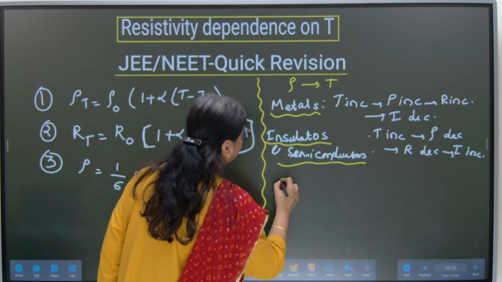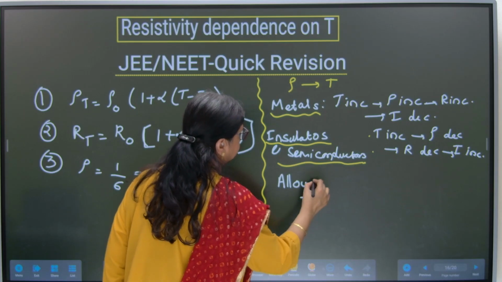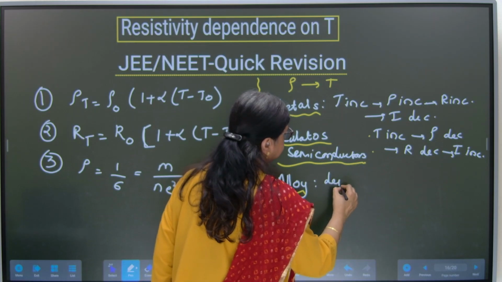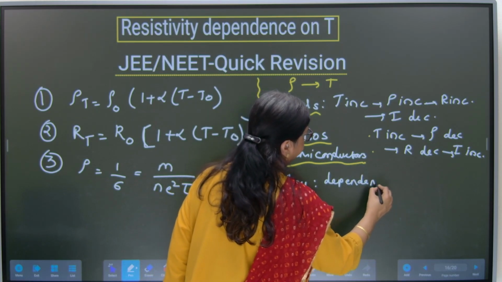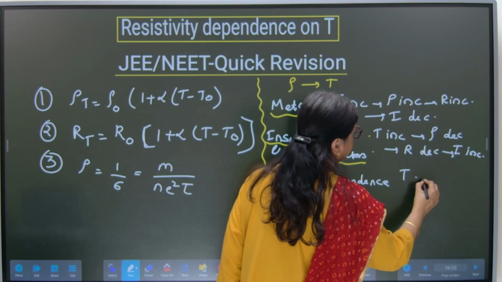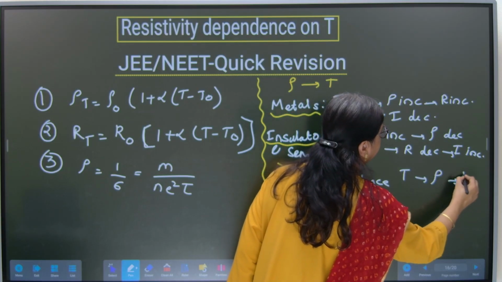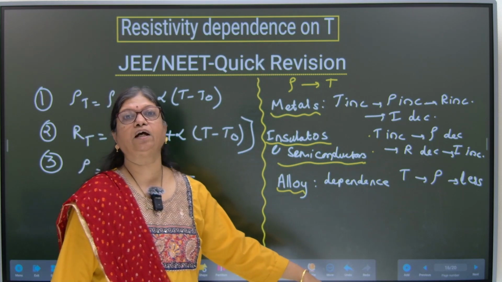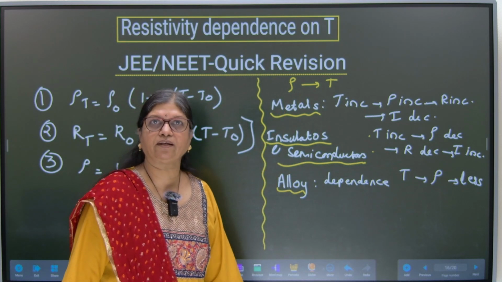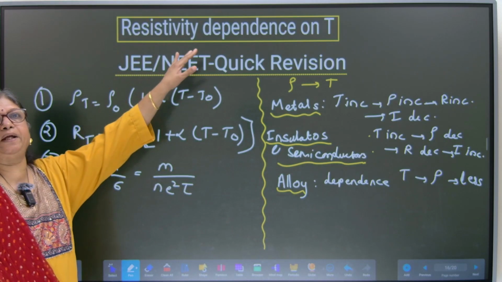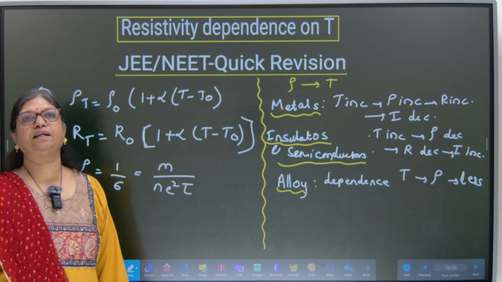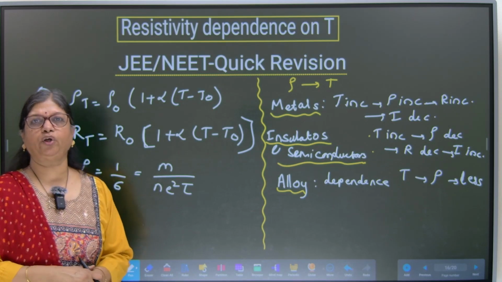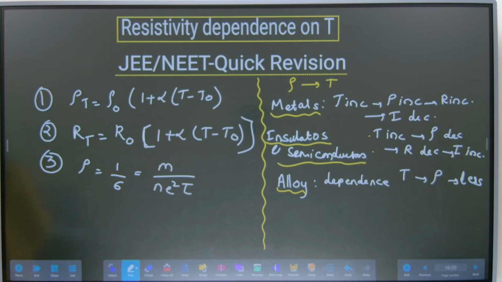Now for alloys, mixture of metals and non-metals, the dependence of T and rho is very less. Fine. Okay. So this was what we have learned through the graphs. So this is a quick revision of resistivity depending on temperature. Take a pick. I shall move. I hope you have understood all the concepts very clearly and prepare for your respective exams. I shall move. Please take a pick.